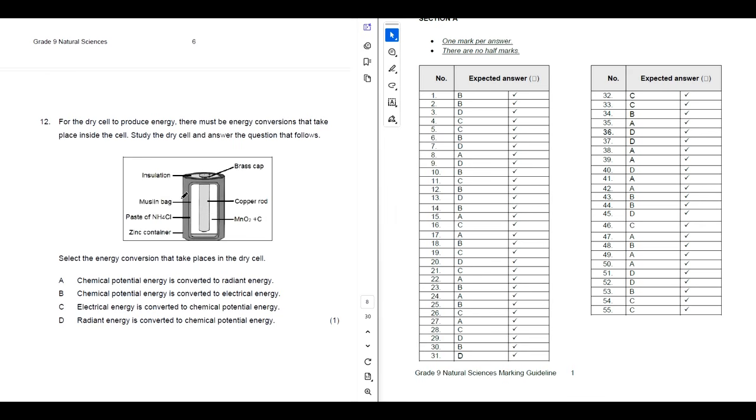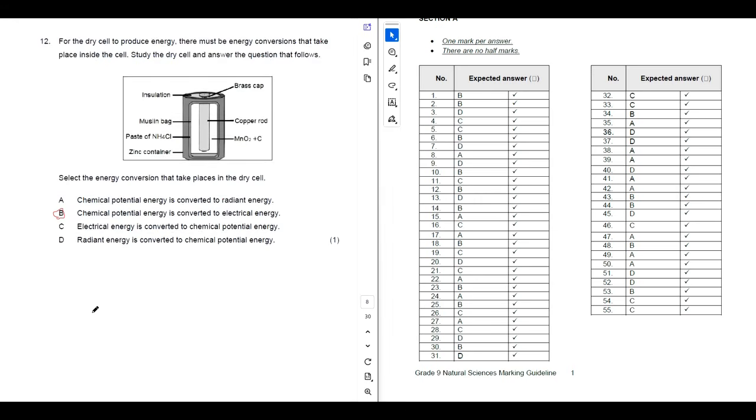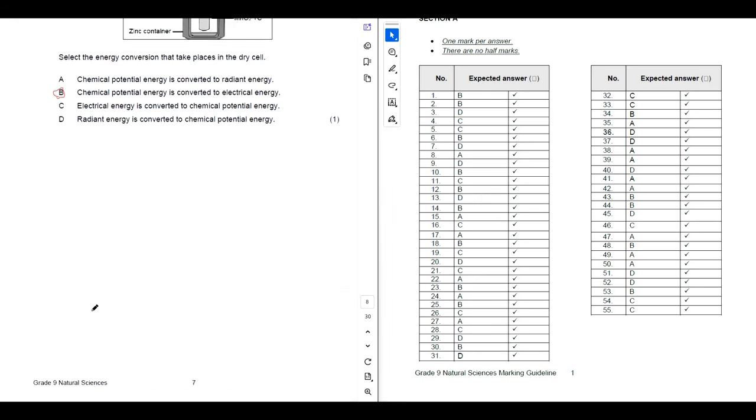So we can see here that we are given our dry cell. Now the question says to select the energy conversion that takes place in the dry cell. The energy conversion that takes place in the dry cell will be option B, which says that chemical potential energy is converted to electrical energy. That will be our answer for question 12.